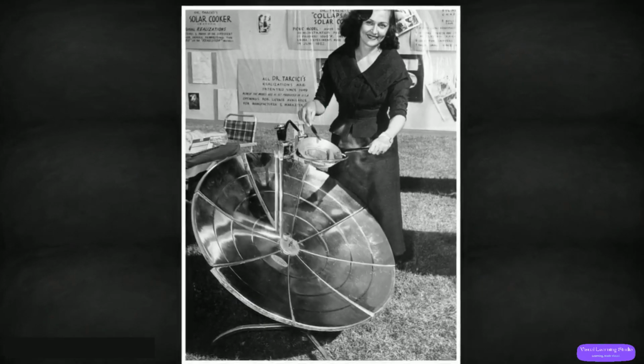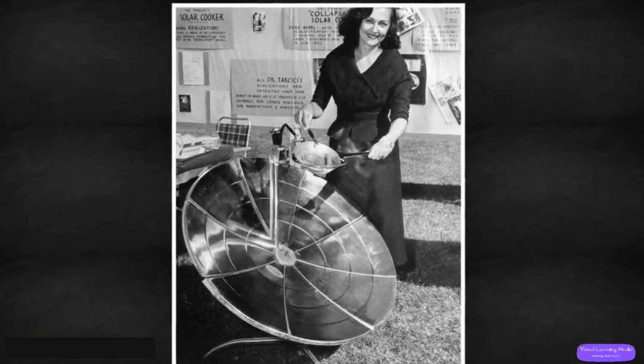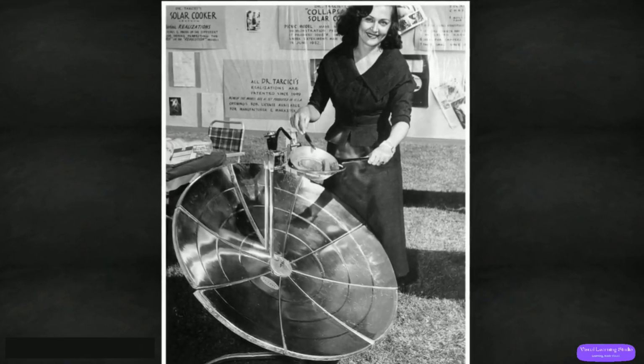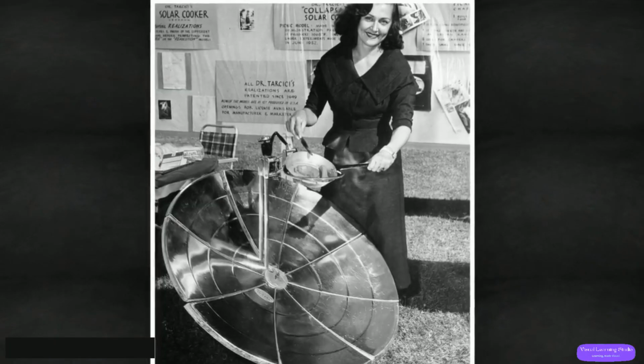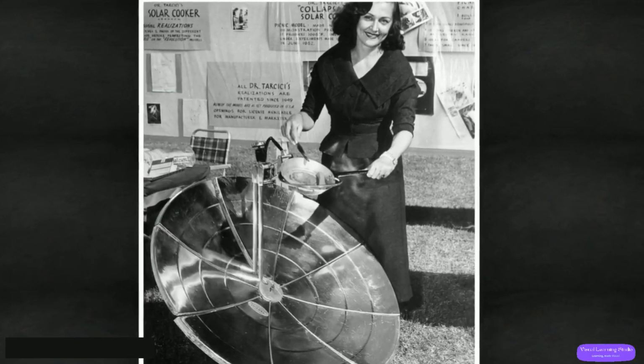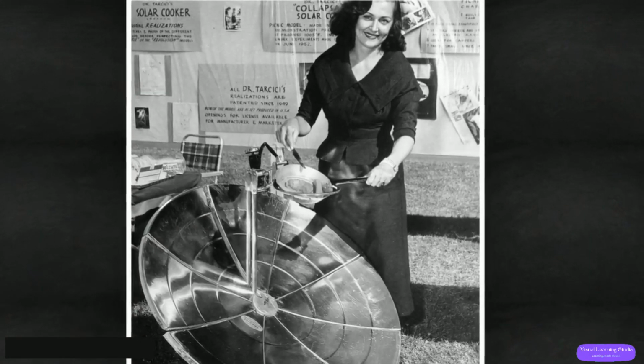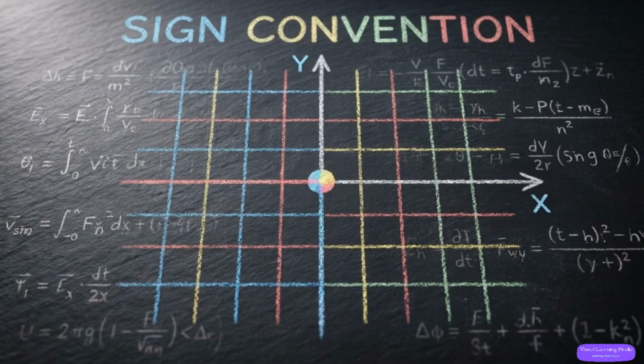This geometry has physical weight. Look at this concave solar cooker. Its specific physical curve is engineered to force incoming parallel sunlight to intersect perfectly at its focal point to heat the pan. Internalizing that coordinate plane is your safety net.